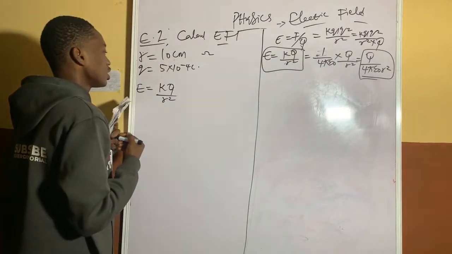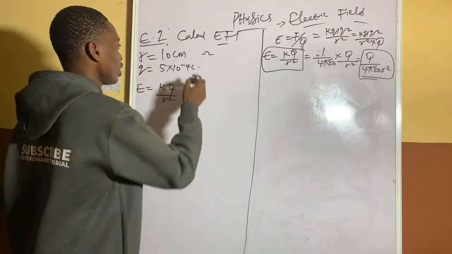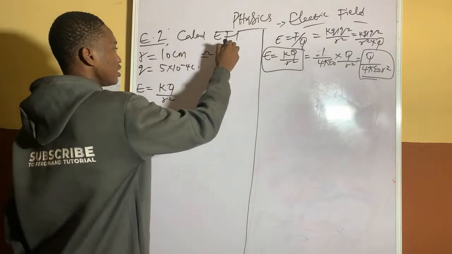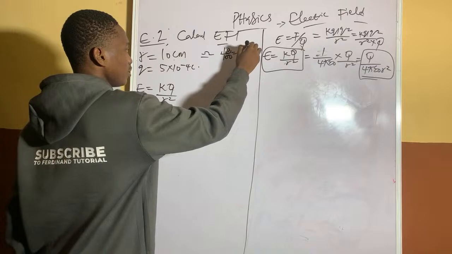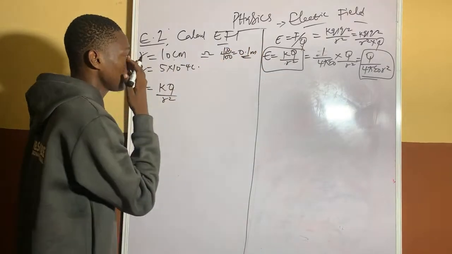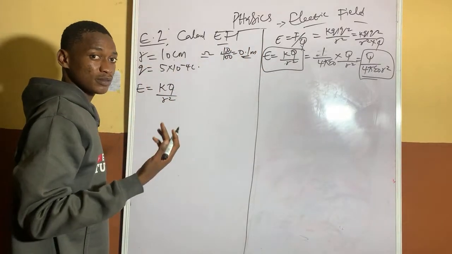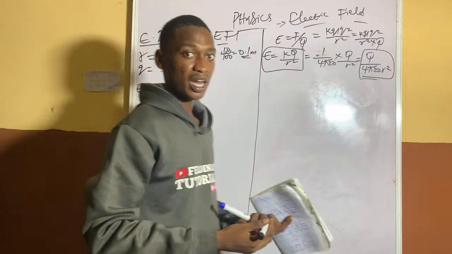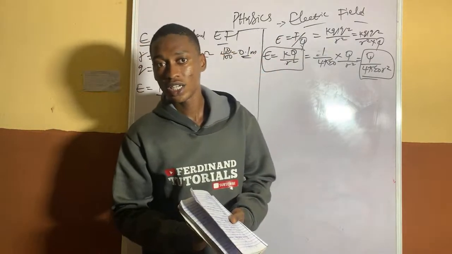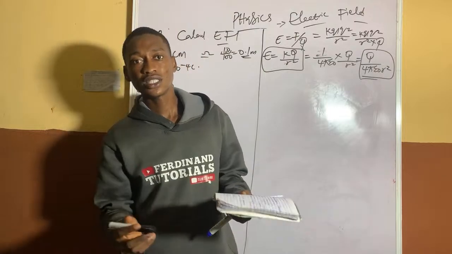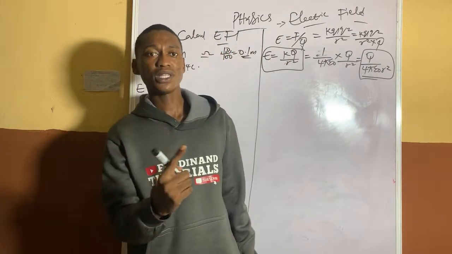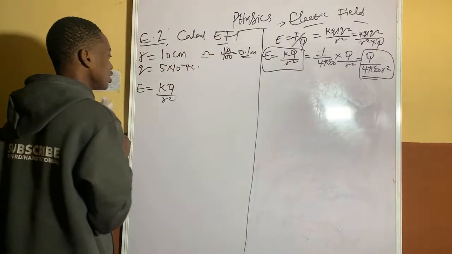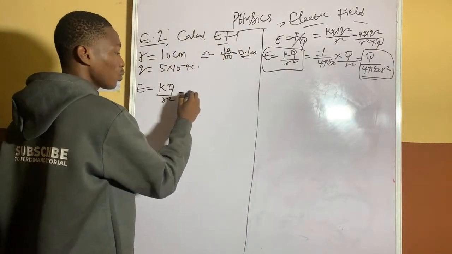So here E is equal to KQ over R squared, and 10 cm to meter is 10 over 100, which is 0.1 meter. Converting cm to meter, you divide by 100. If I give you 5 cm, it's 5 over 100. If I give you 100 cm, it is 100 over 100, which is 1 meter.